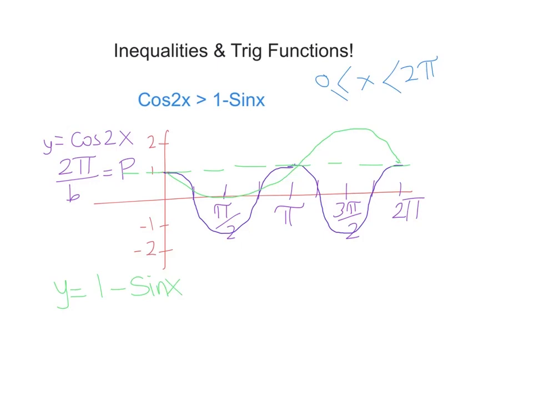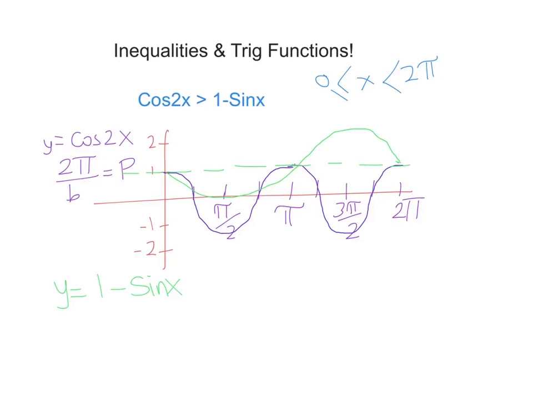I also graphed 1 minus sine x in green, as you can see. And if you look at the graph, cosine 2x, or the purple graph, is greater than or higher than the green graph in two locations, right here and on the right a little bit.